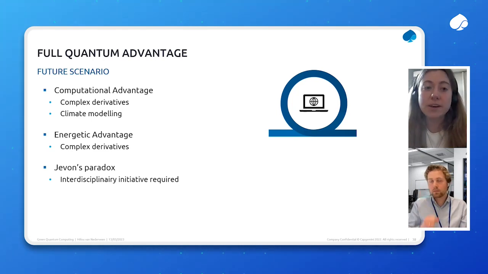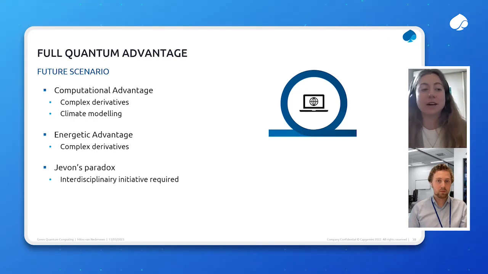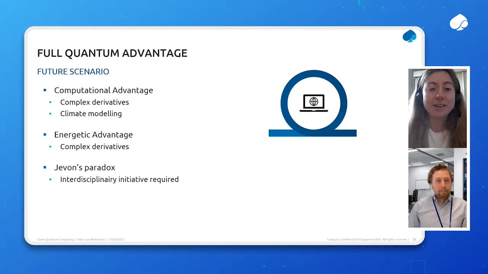So we have this full speed up, meaning it is now most relevant to price complex derivatives on the quantum computer, as they classically also have the highest power consumption, and therefore the most gain is acquired here. The same actually applies for the energy advantage. And what's also interesting is that because of this computational advantage, we can now do a way larger range of simulations and applications, for example, in climate modeling.